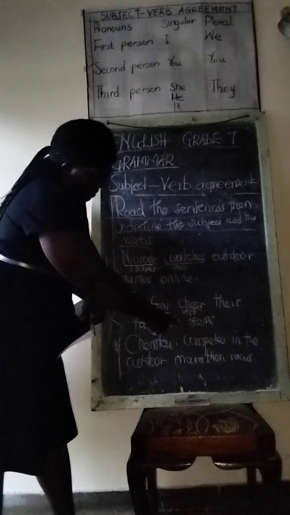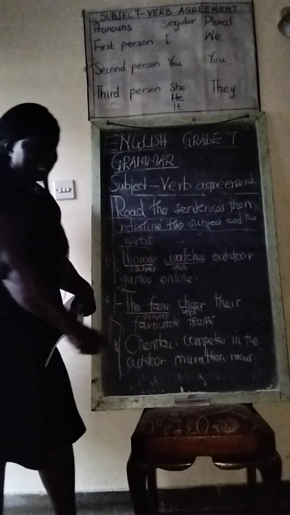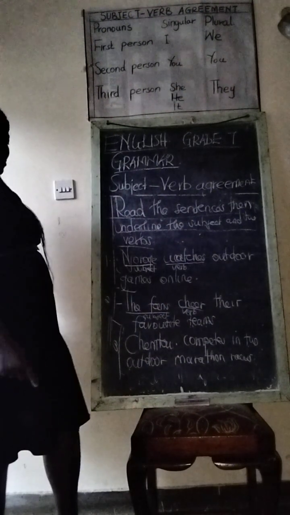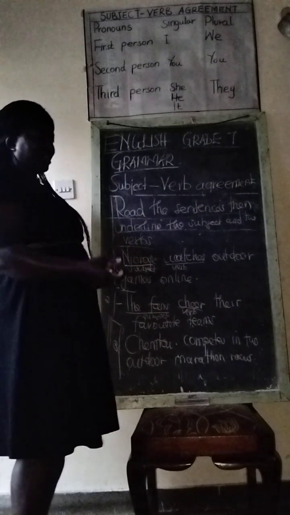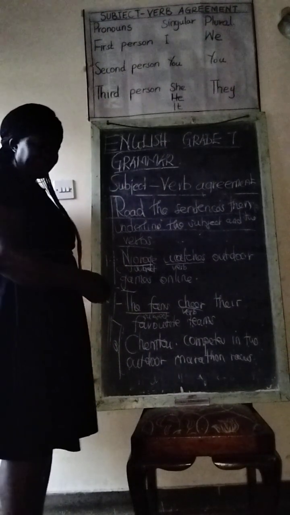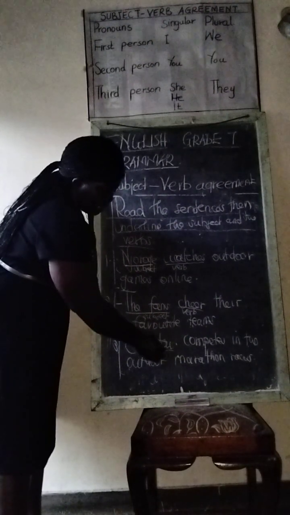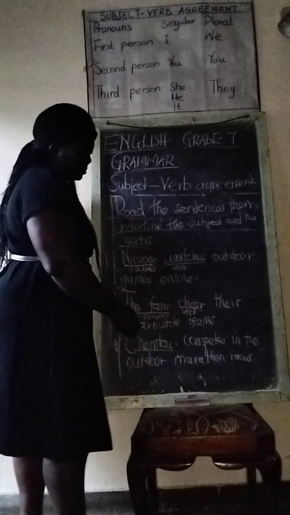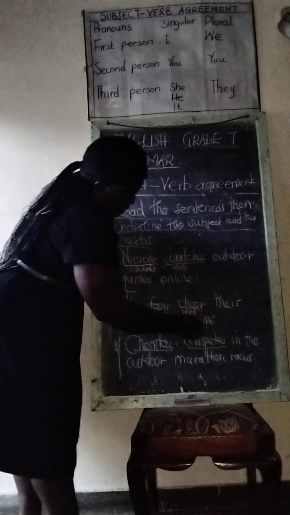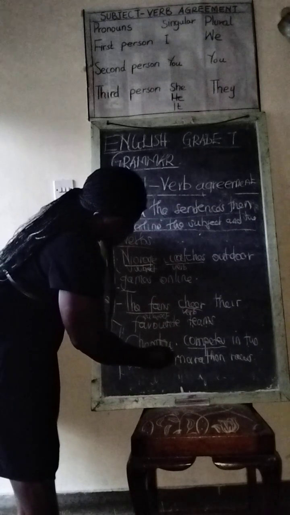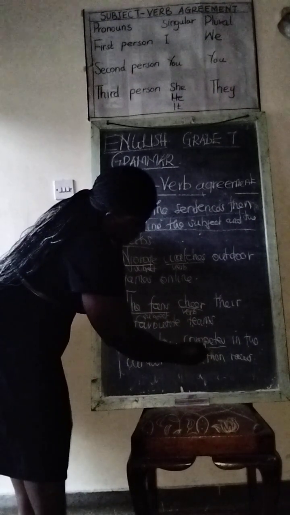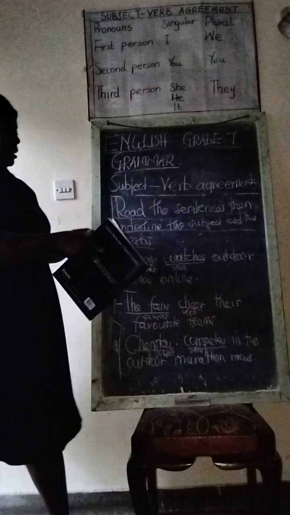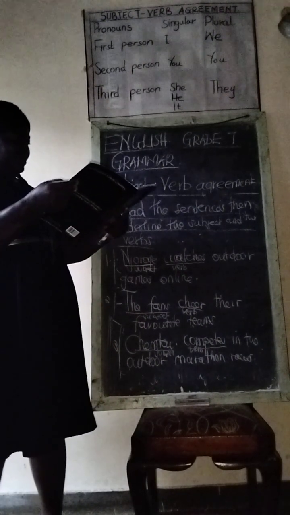Chemtai competes in the outdoor marathon races. Which one is the subject? I hope you've noted that we are just now marking. Of course, Chemtai is doing something, is competing. Which one shows the action? Competes. Do they agree? Of course they do. Singular, singular.